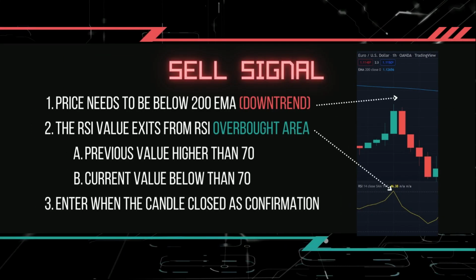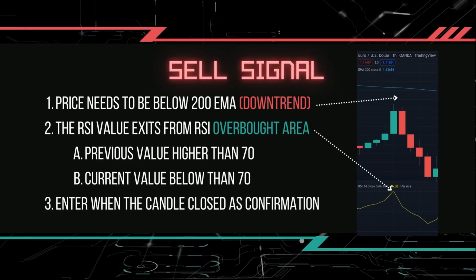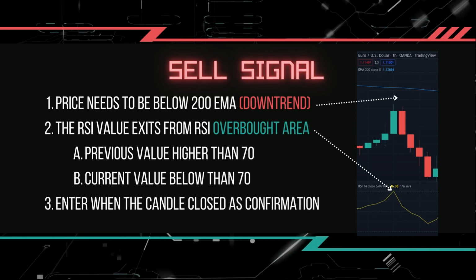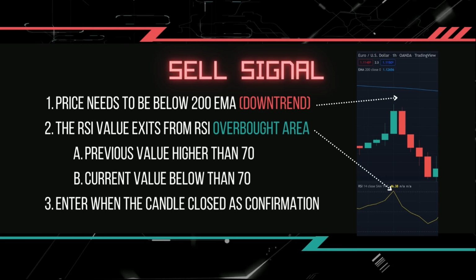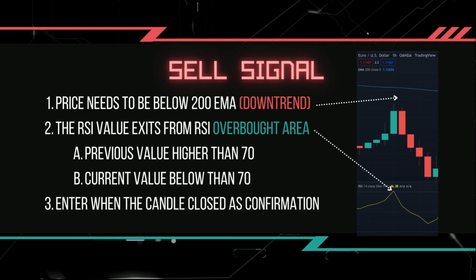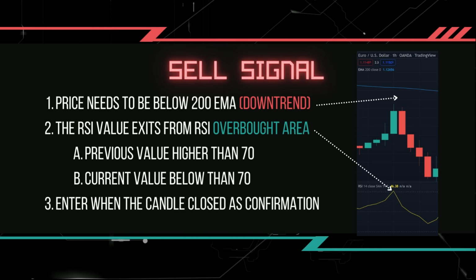As for the sell signal, first, the price has to be below the 200 EMA. This will signify a downtrend. Next, the RSI value needs to exit the overbought area, which means the previous RSI value needs to be greater than 70 and the next RSI value is lesser than 70.